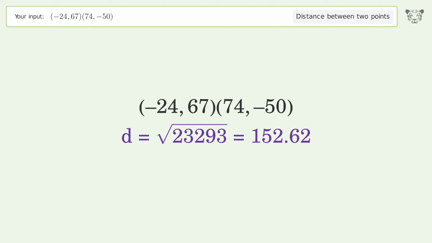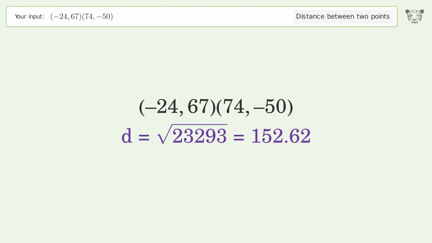You ask Tiger to calculate. This deals with the distance between 2 points. The distance between the 2 points is the square root of 23,293, or 152.62. Let's solve it step by step. Plot the 2 points and calculate the distance using the formula.